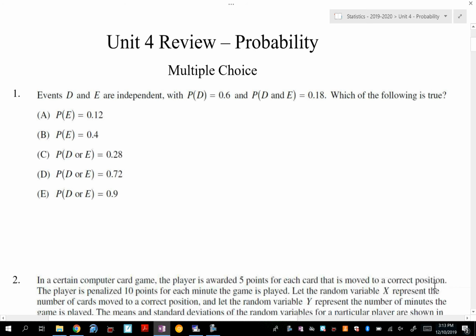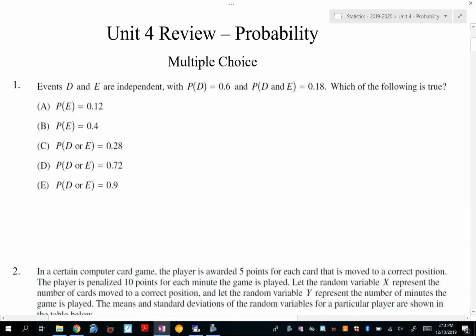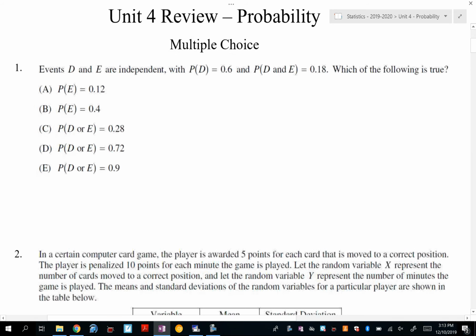All right, well, as you can see, we're having a great time here in statistics. We're going to do some AP multiple choice review questions before our test over all this on Thursday. Okay? So let's start with number one. Number one doesn't really have a whole lot of information.